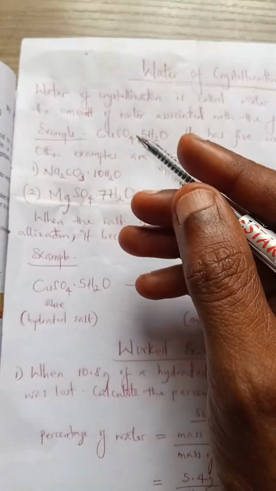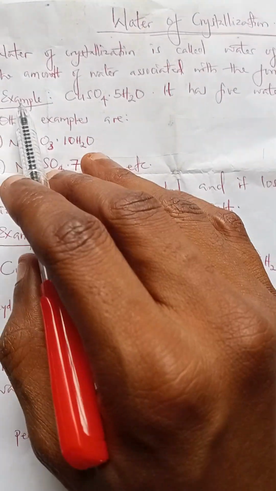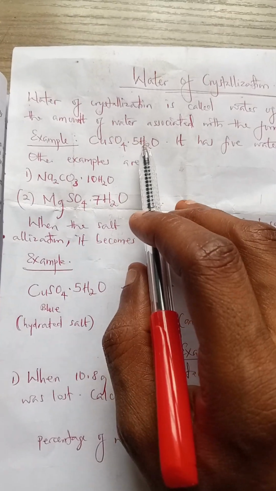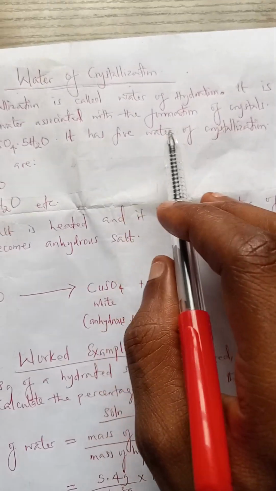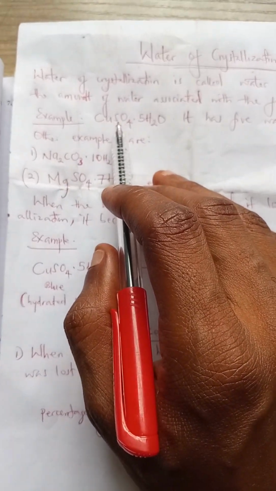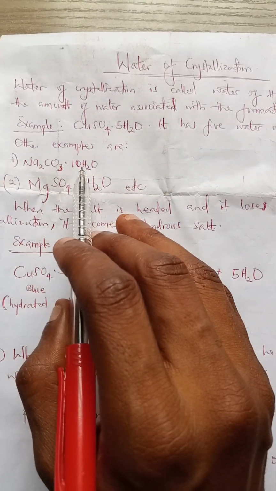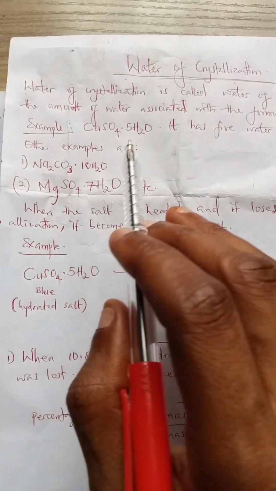And how do you recognize this kind of salt when you see them in chemistry? Look at this example. You see copper sulfate here with 5 molecules of water. So I say that it has 5 water of what? Crystallization. This is not the only salt that has water of what? Crystallization. Other examples are sodium carbonate with 10 water of crystallization, magnesium sulfate with 7 water of what?